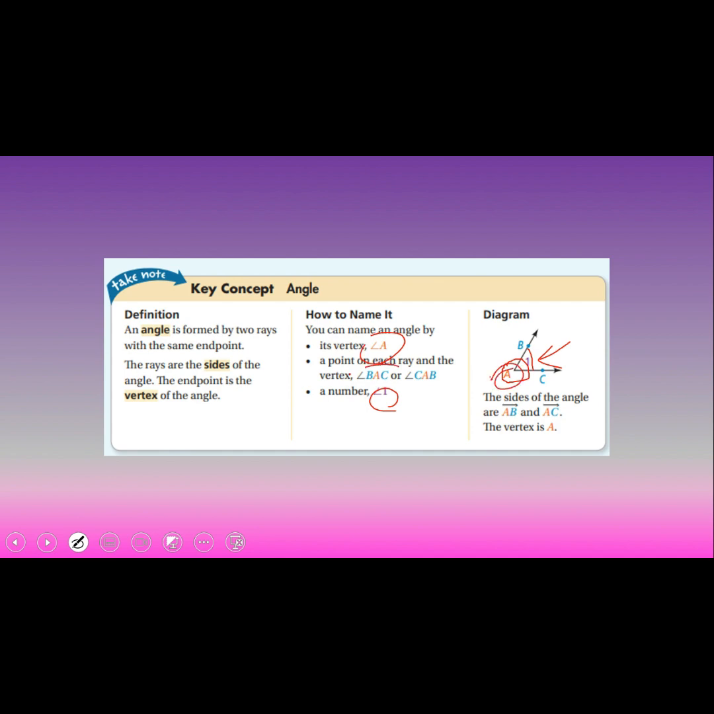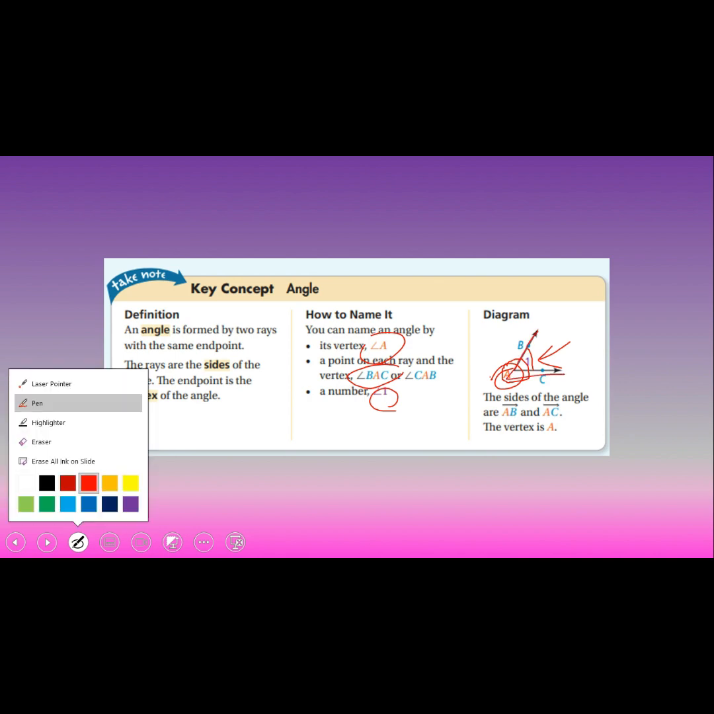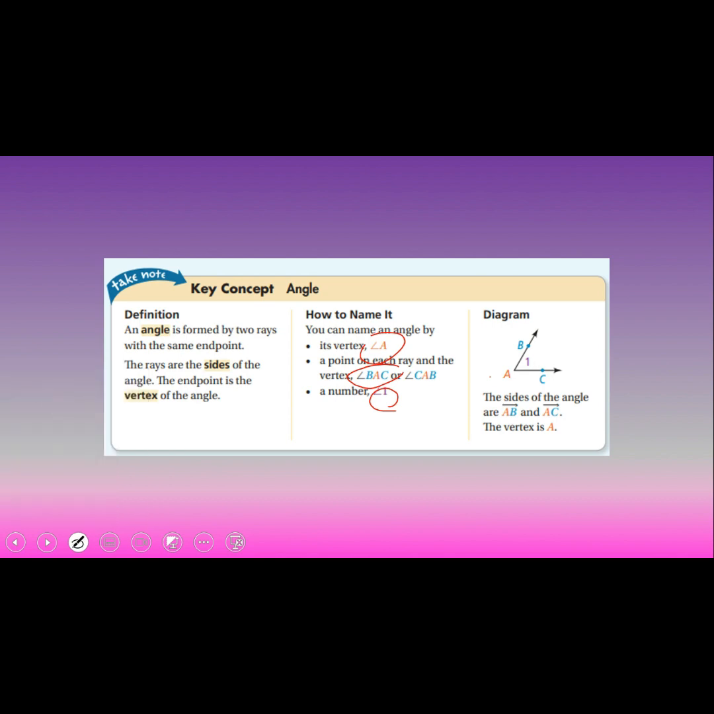You can write it as BAC, or you can write it as CAB. So there's more than one way in which you can write this.